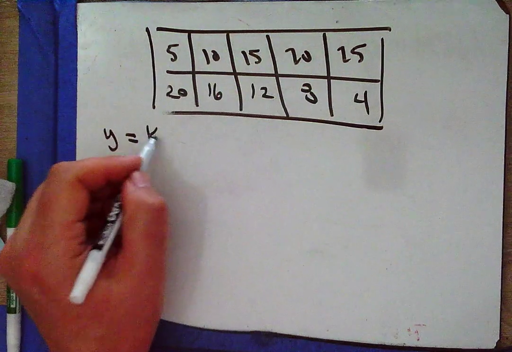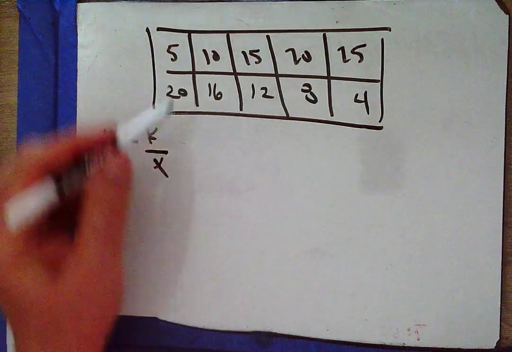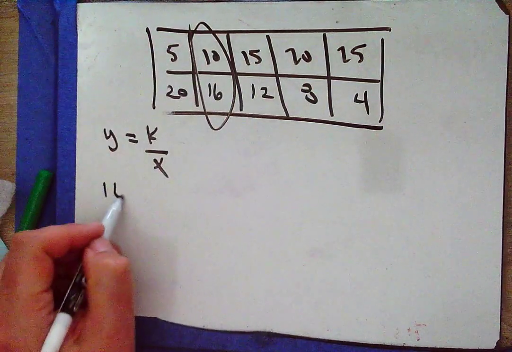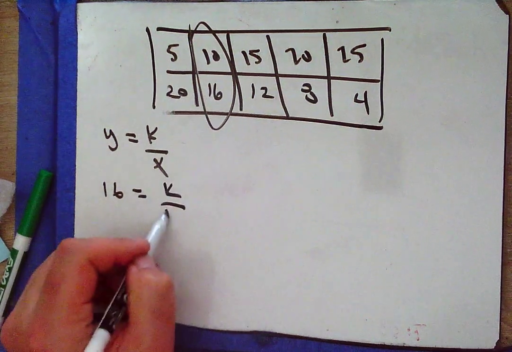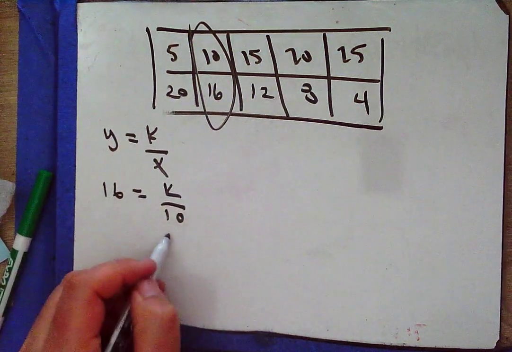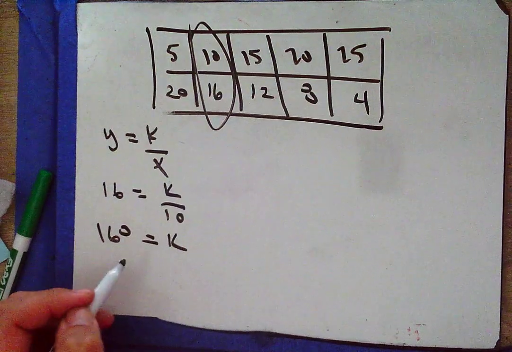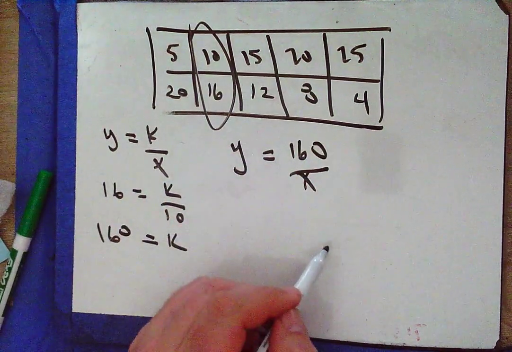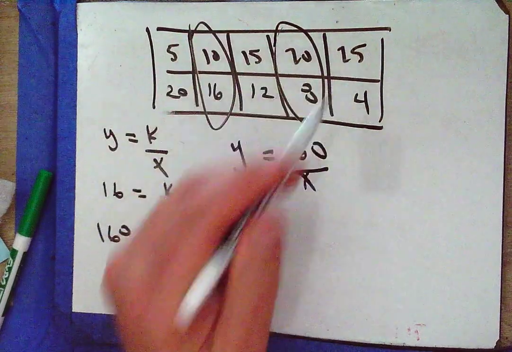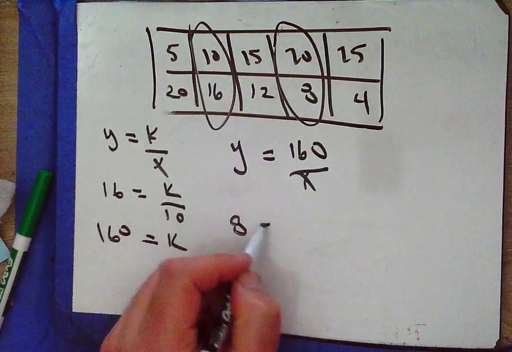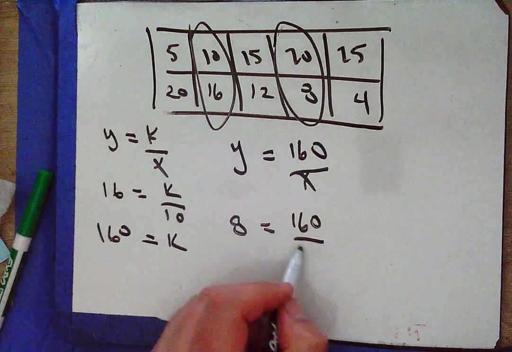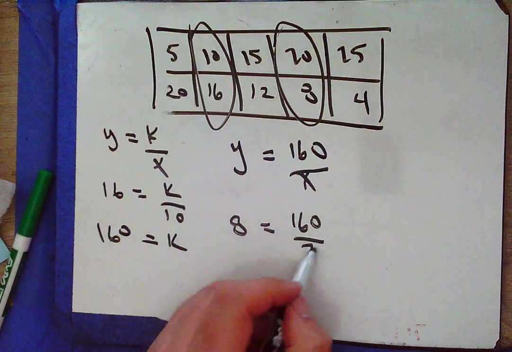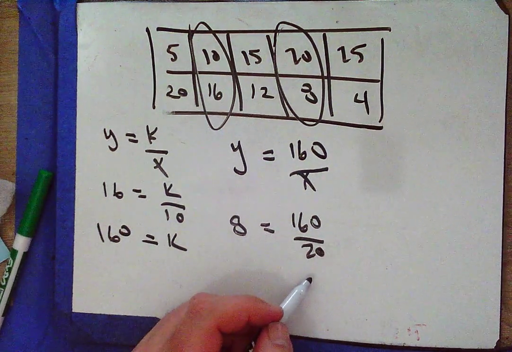So I build y equals k/x. And I plug an ordered pair in. 16 equals k/10. Multiply both sides by 10, k equals 160. So then our model would be 160/x. All right, let's put in another ordered pair. 8 equals 160/20. Wow, that did work.